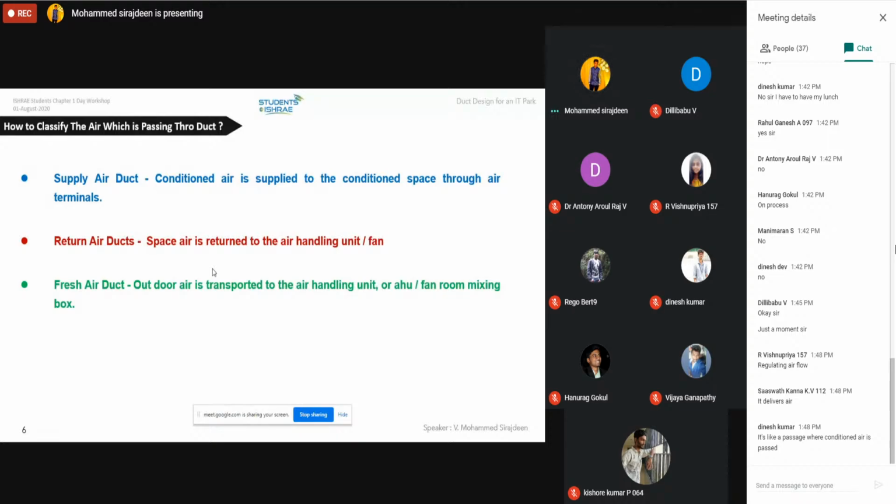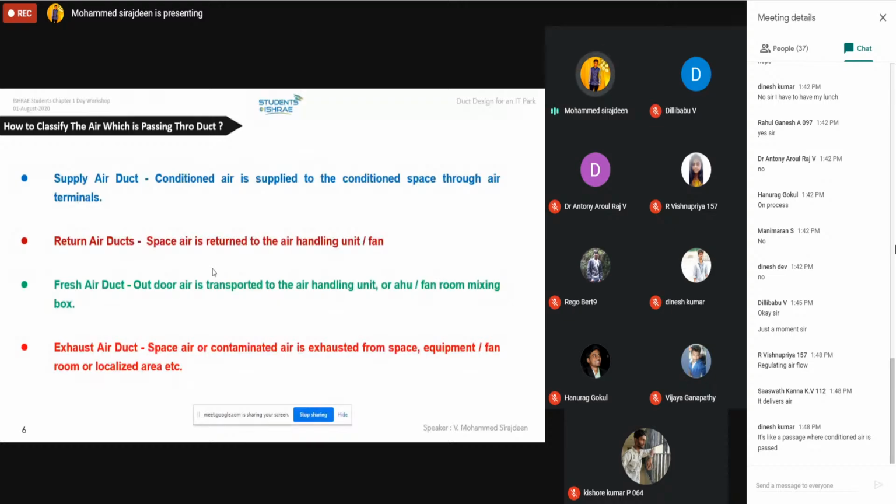Then fresh air. When we supply 100% supply air to the room, there will be losses through exfiltration, generally approximately 10%. So that 10% of air is needed as fresh air. The fresh air is calculated based on the area and the number of persons as per ASHRAE 62.1. There are some recommendations from ASHRAE, and based on that the quantity will be calculated. That amount of air will be brought to the AHU by using ducts.